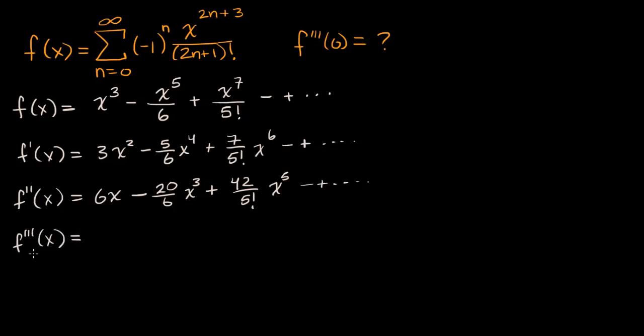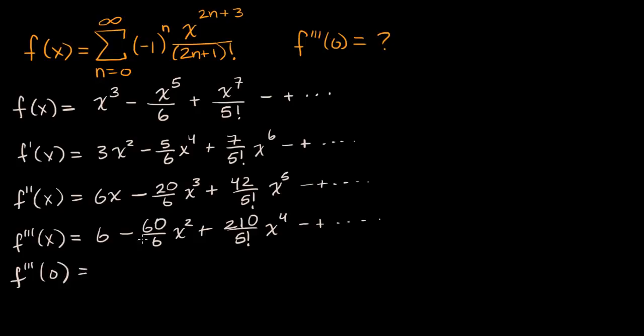The third derivative is equal to, let's see, the derivative of 6x is 6, and then we have minus 20 times 3 is 60 over 6, which of course is 10, x squared, plus 5 times 42 is what? 210 over 5 factorial times x to the 4th power, minus, plus, over and over again. And then we just evaluate this at 0. F prime prime prime at 0. Well, when x is equal to 0, all of these terms with x's are going to go to 0, and you're just going to be left with this 6 here. So the third derivative evaluated at 0 is just equal to 6.